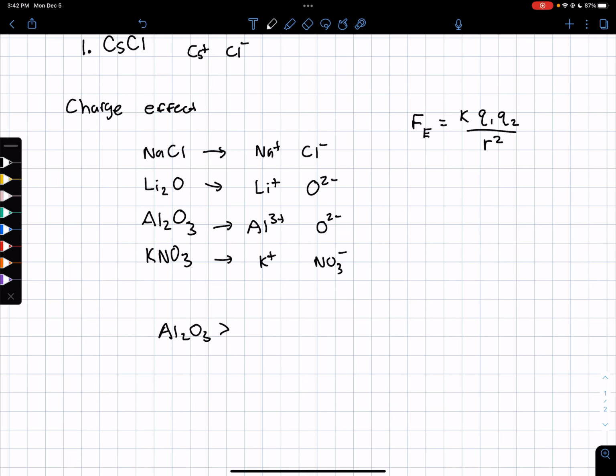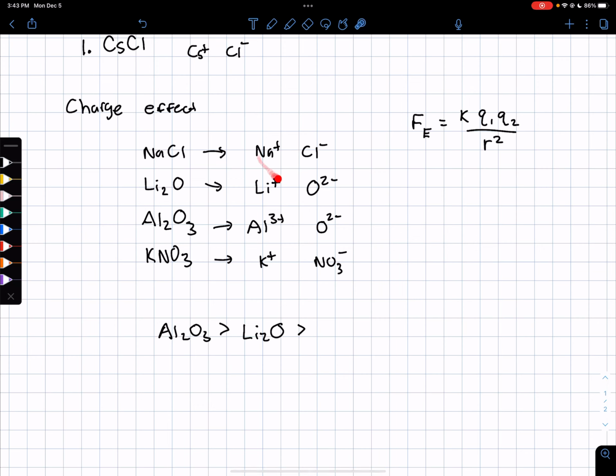Next would be the one with the second highest charges. So we know this is going to be 1 times 1, right? So it's just 1. This would be negative 2 times 1. That's 2. And this one would be 1 times 1 again. So this is 1, right? So these are tied in terms of charge. But the next highest charge would be 2 times 1, which will give us 2. So Li2O would have the second highest lattice energy. And you would have to look between these two.